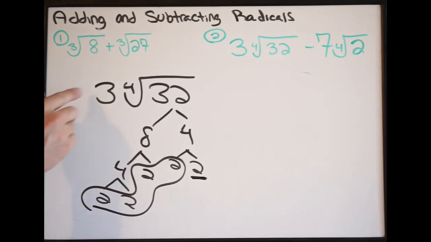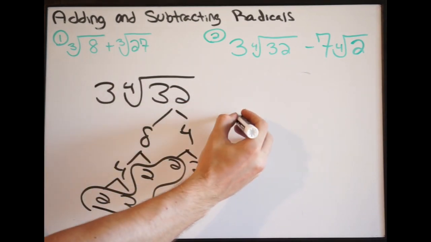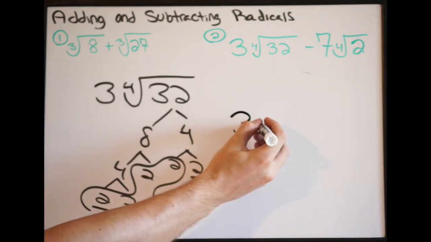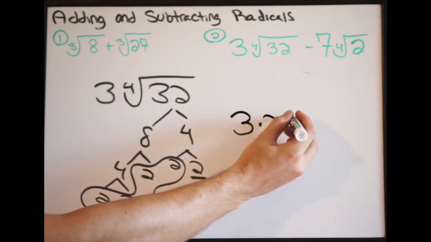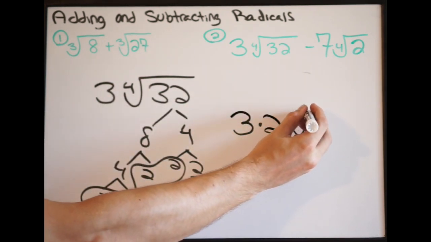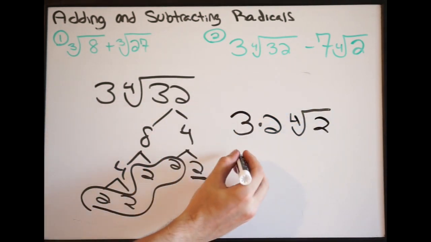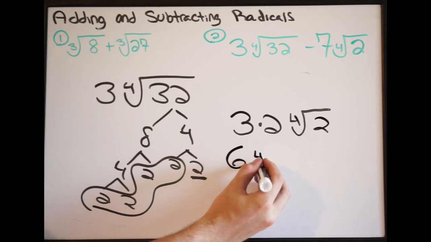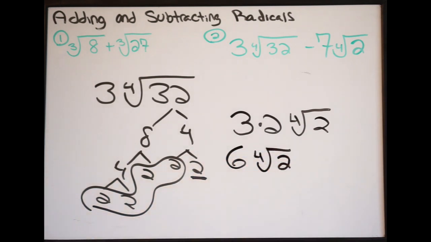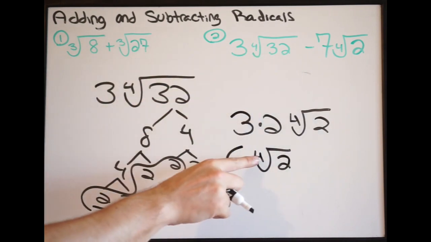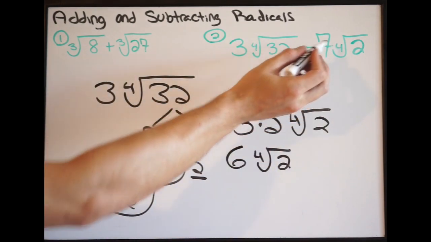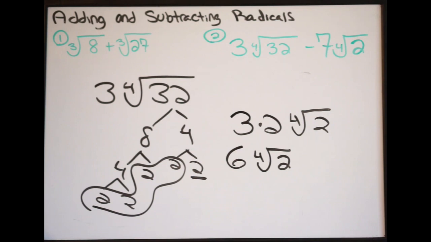So when I do this, I get, remember the 3's on the outside, I get 3, I pull a 2 out, and you can use multiplication here, times 2, and then you have the 4th root of, remember the 2 stays behind, okay? Which is just going to be 6, and then you have the 4th root of 2. Now, if I look at what I have, right, my indexes are the same, yes, and my radicands are the same. So now we can go ahead and perform the operation.